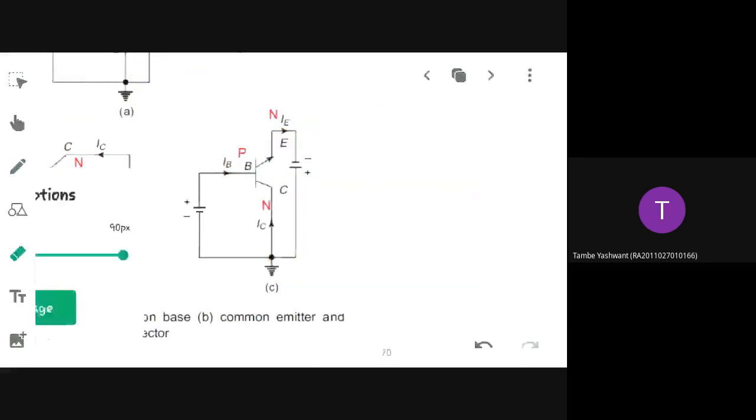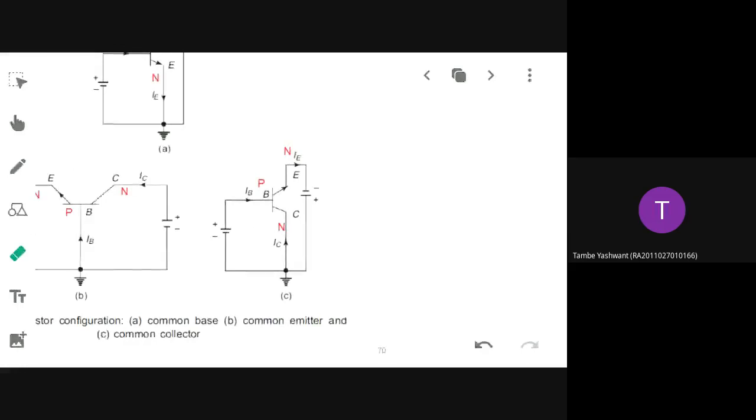Ma'am, I have a doubt. In CB, how is C the output? Collector is connected to the output only. It is reverse bias, no? Yeah, this is an NPN transistor, so N is connected to positive. So it is reverse bias. Got it, ma'am.